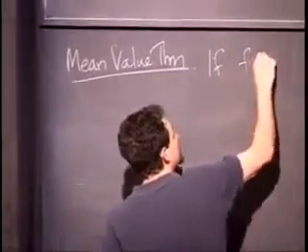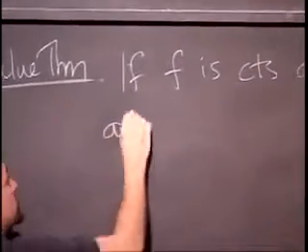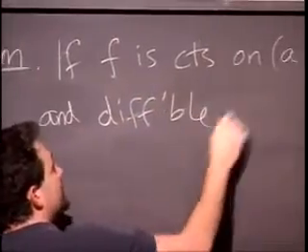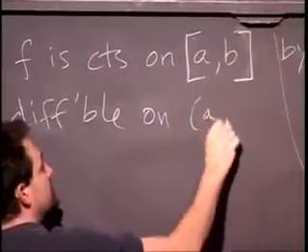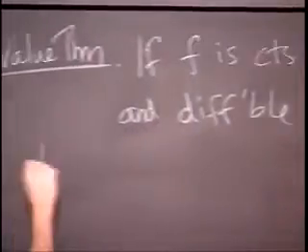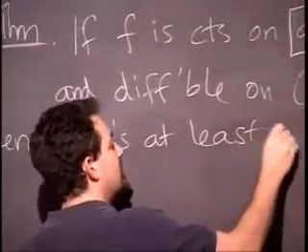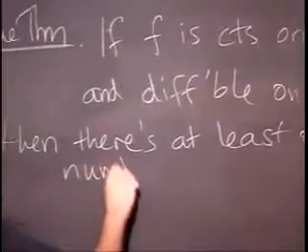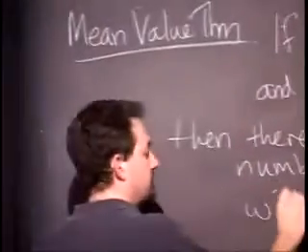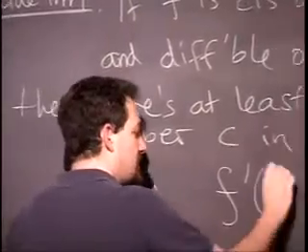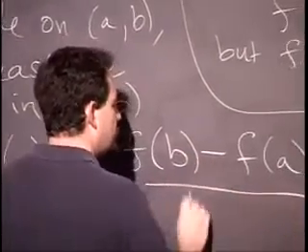If f is continuous on the open interval AB and differentiable, I'm sorry, it's on the closed interval AB, just like the other case, and differentiable on the open interval AB, then there's at least one number C in the interval AB with f prime of C equal to f of B minus f of A over B minus A.